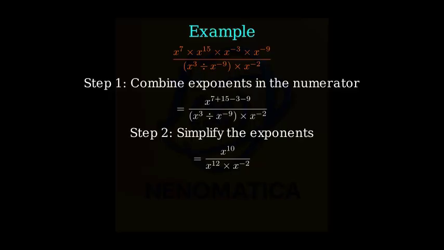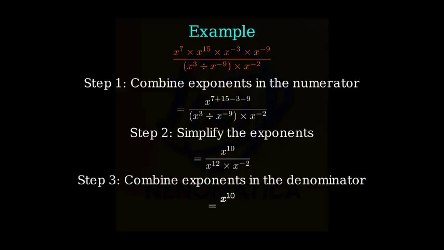Now, in the denominator, we need to apply the division rule for exponents. When we divide x raised to the power 3 by x raised to the power negative 9, we subtract the exponents, 3 minus negative 9, which is 3 plus 9 equals 12. So the first term in the denominator becomes x raised to the power 12. Step 3. Now, let's combine the exponents in the denominator. We have x raised to the power 12 times x raised to the power negative 2. Using our rule again, we add the exponents. 12 plus negative 2 equals 10. So the denominator simplifies to x raised to the power 10.